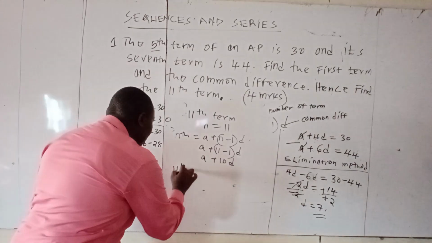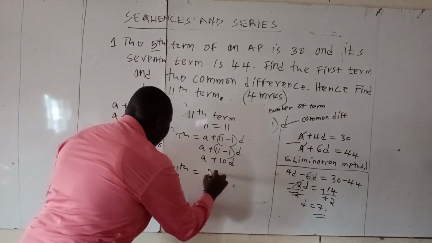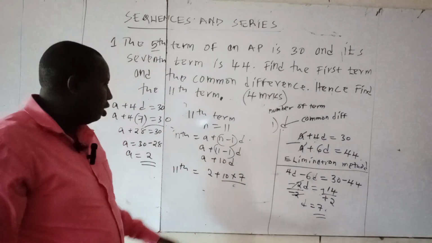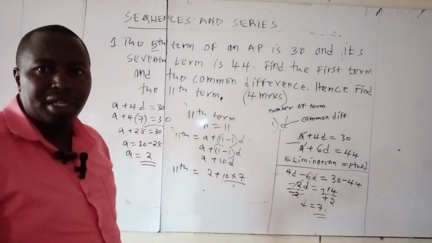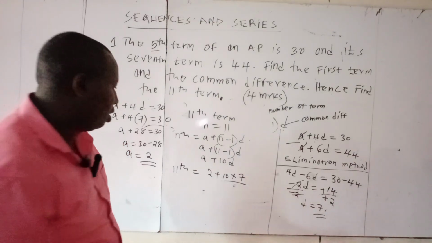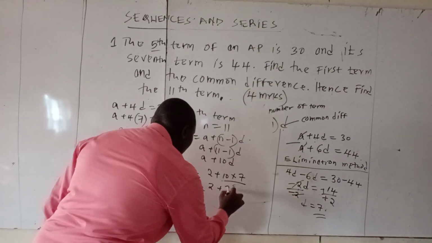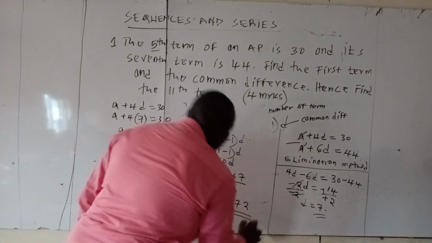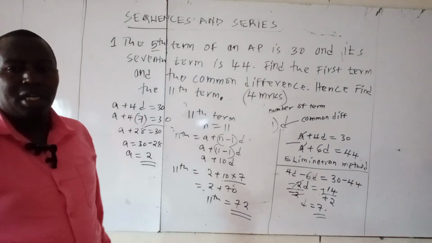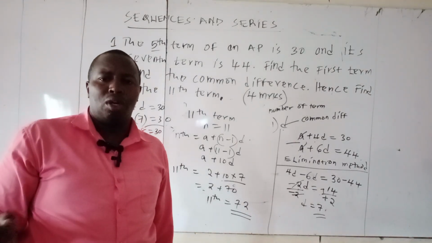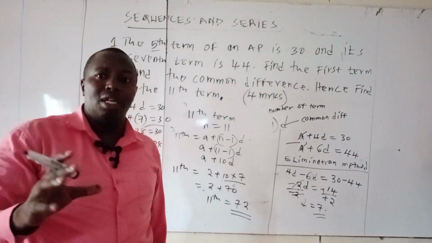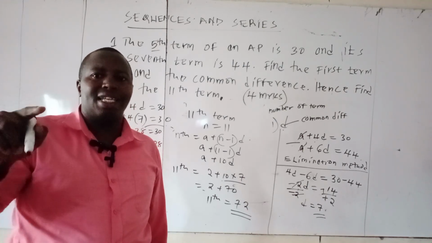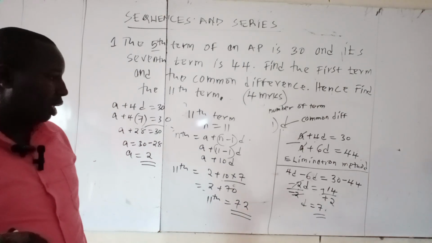In this case, our 11th term is a, that is 2, plus 10 times d, d is 7. 10 times 7 is 70. So you have 2 plus 70. You get that our 11th term is 72. And that's the simplest way of solving that kind of question in sequences and series. So that is the way you should solve that question.